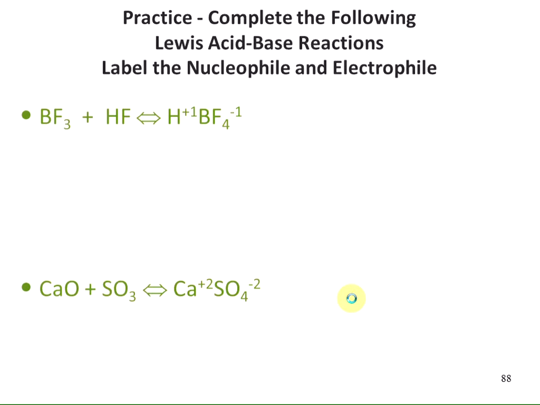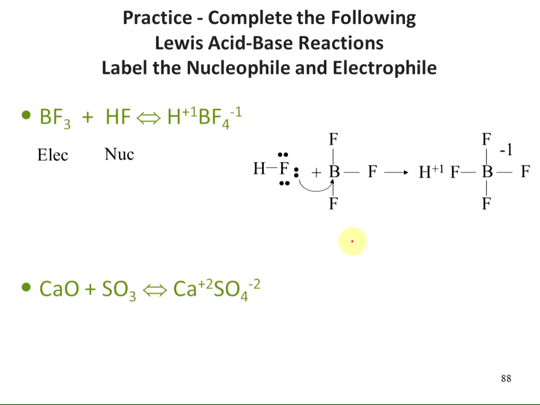So let's try that again with the BF3 and HF. We draw the Lewis dot structure of HF. We've got the lone pairs on the fluoride. And if we draw the BF3 Lewis dot structure, remember that that is electron deficient. So it's going to accept electrons from the HF. And when it does, it actually cleaves the bond and makes this proton acidic.